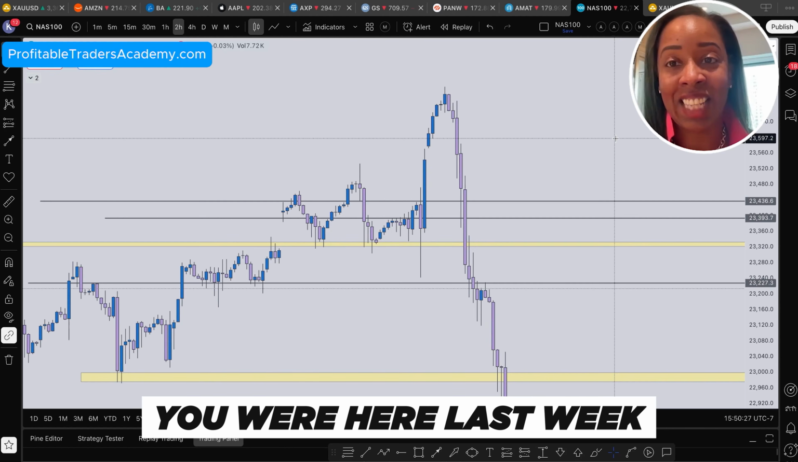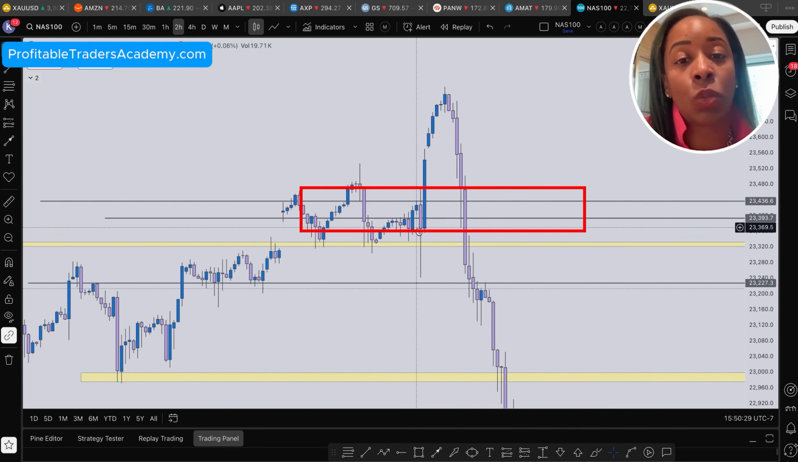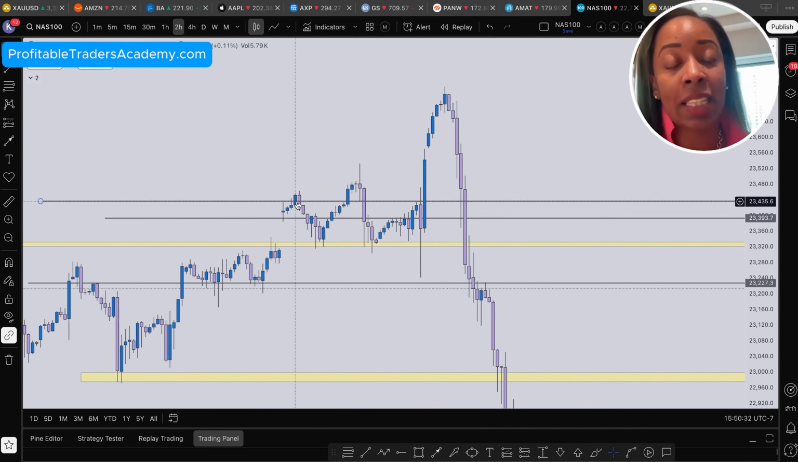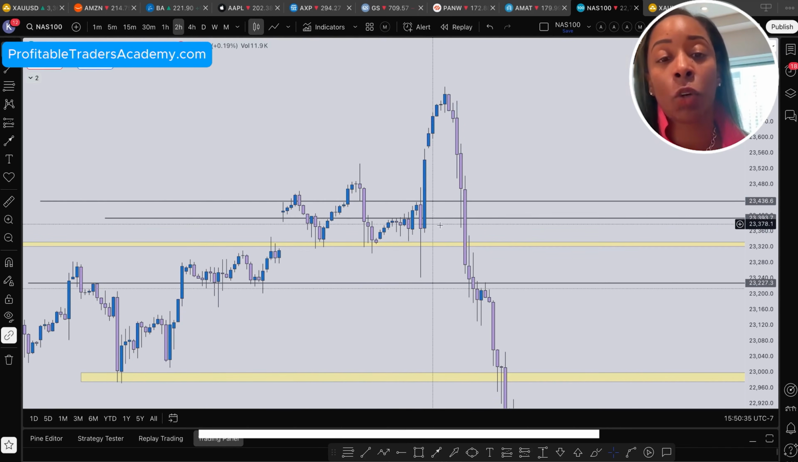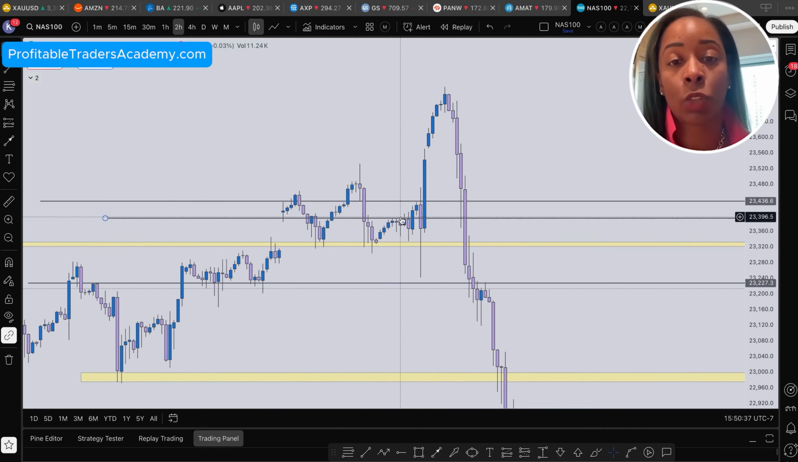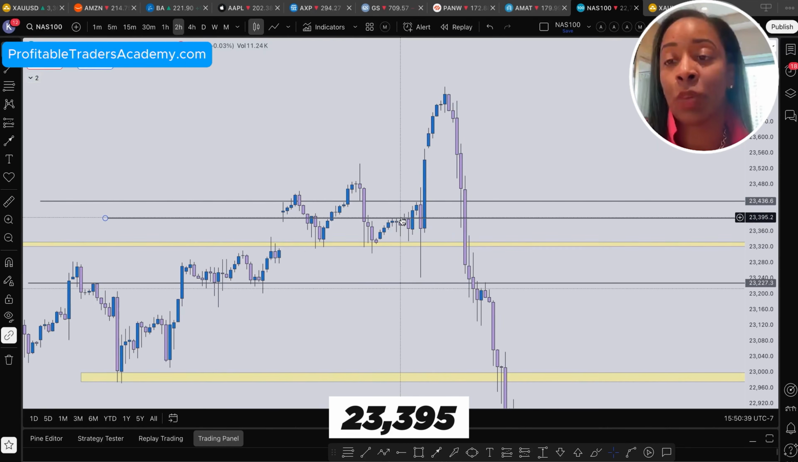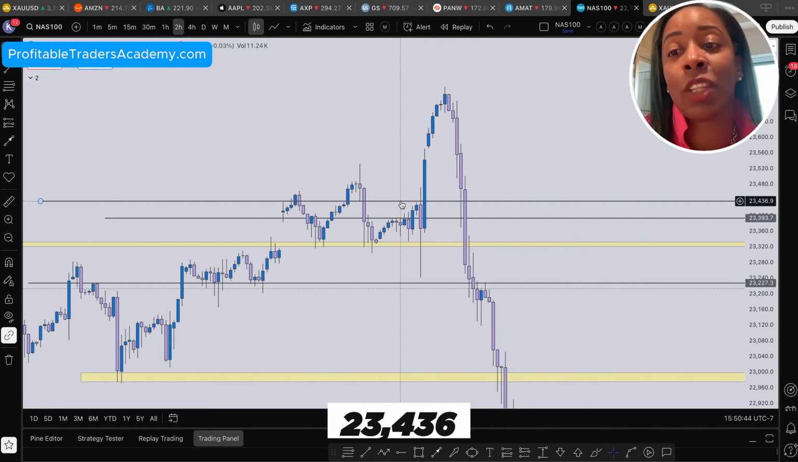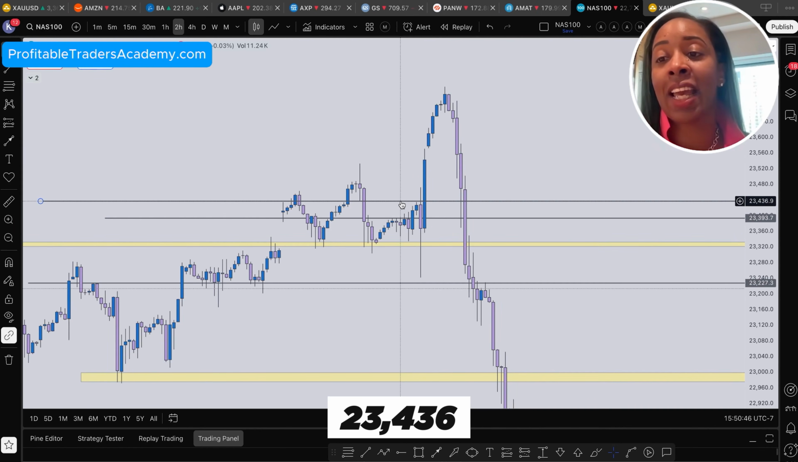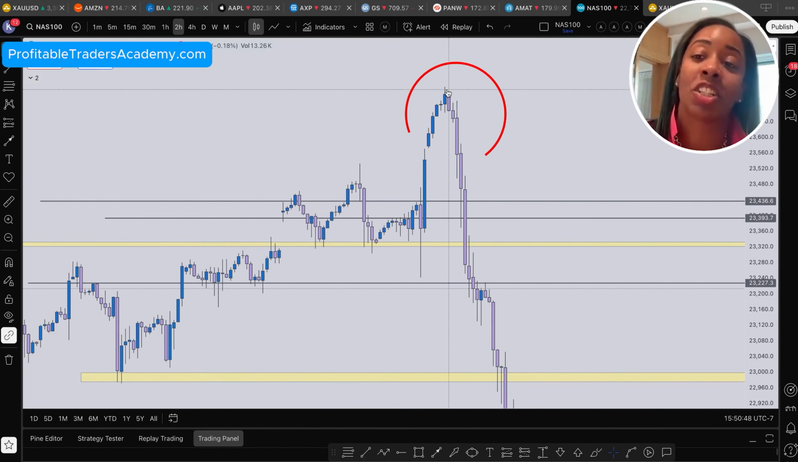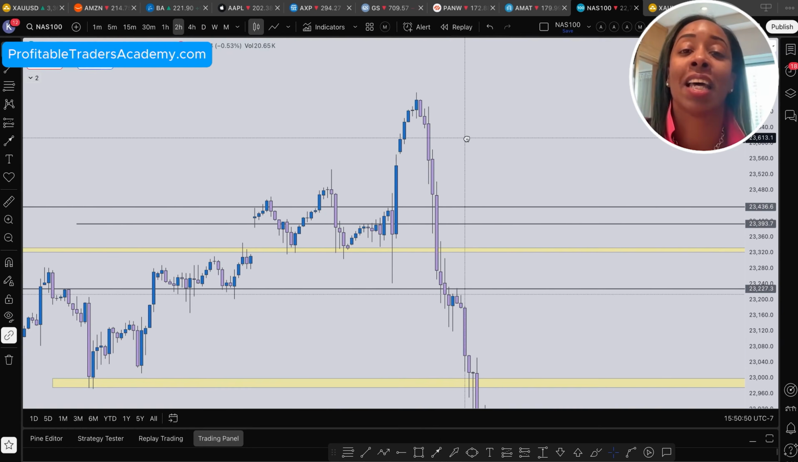So if you were here last week, then you saw how I got these 2 levels. And basically, you can see that these levels were somewhat respected, even though price consolidated quite a bit. So this first level right here is at 23,395. And then this level right here is at 23,436. And price shot up way beyond there, which is probably way more than any of us could have imagined.